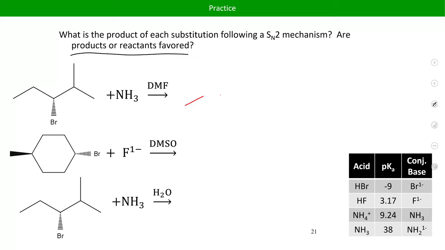For this first one, we'd see this if it's SN2, right? Plus bromide. Which side is favored? The left side would be favored, the reactants, right? Why? It's in DMF, which is... It's going to be hard.